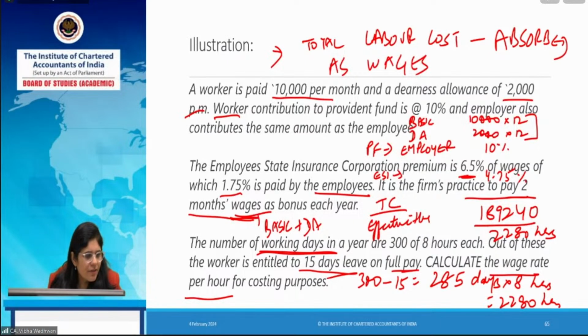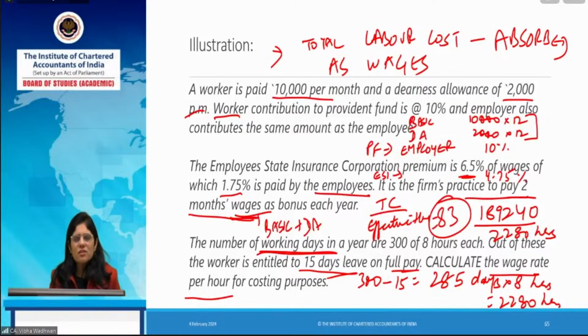Can I have the rate, please? How much is the rate coming? Anybody can give me the rate? How shall I calculate? 189240 divided by 2280. 83 is the effective rate per hour. Yes, 83 is the absorbed rate of wages per hour.